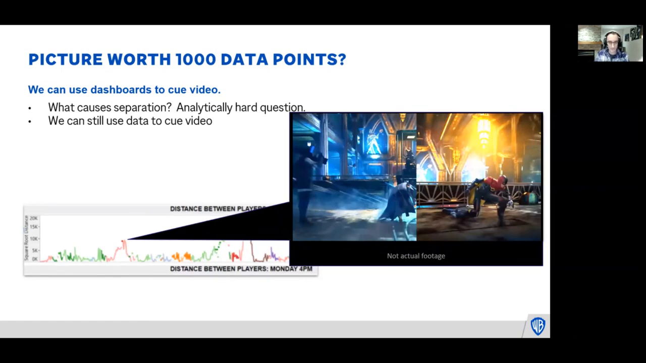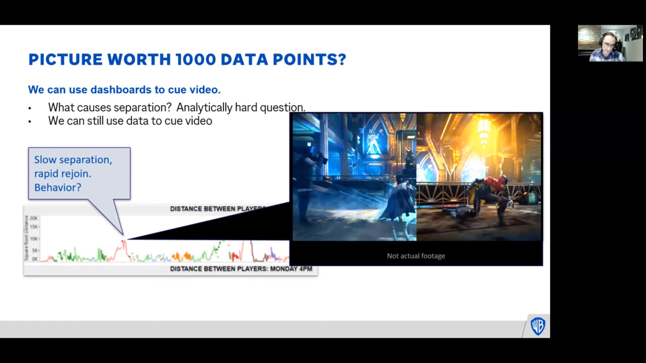What we also started looking into is, are there telltale signs in the separation? If you look at the graph, there are moments where they separate and come back together quickly, but you can also have moments like this where they separate slowly, and then reach max separation for whatever reason, and then run back towards each other. Now, is that because somebody went to find a med pack, found it and got back? Yeah, maybe. We can watch the video and figure it out from there.